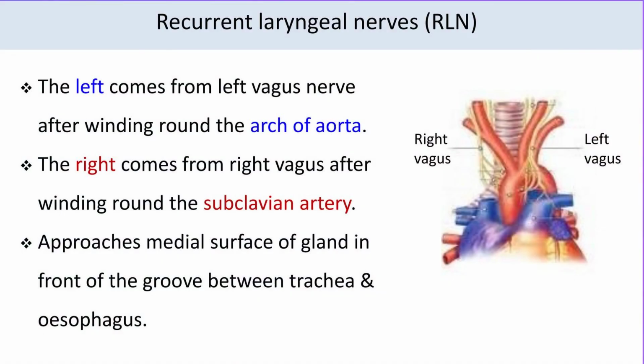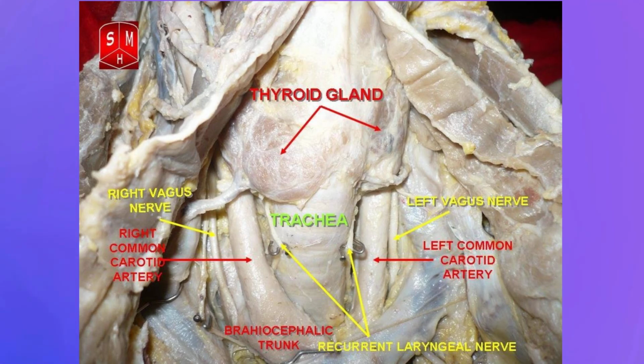The recurrent laryngeal nerves are of paramount importance in thyroid surgery due to their close proximity to the gland. The left recurrent laryngeal nerve originates from the left vagus nerve and loops around the arch of the aorta before ascending. The right recurrent laryngeal nerve also arises from the right vagus nerve but loops around the subclavian artery. Both nerves then ascend to approach the medial surface of the thyroid gland, typically lying in front of the groove between the trachea and esophagus.